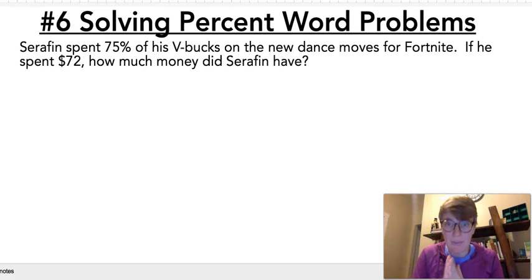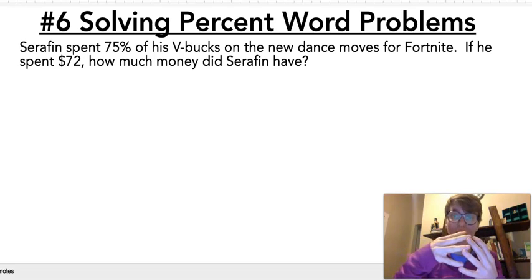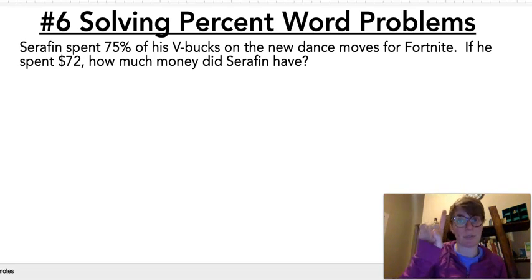Lots of information here. Now, whenever we have a percent word problem, there's always going to be 3 parts to everything with percents. Number 1, there's a percent. Number 2, there's a part. And the other thing is a whole. So those are the 3 parts, a percent, a whole, and a part.